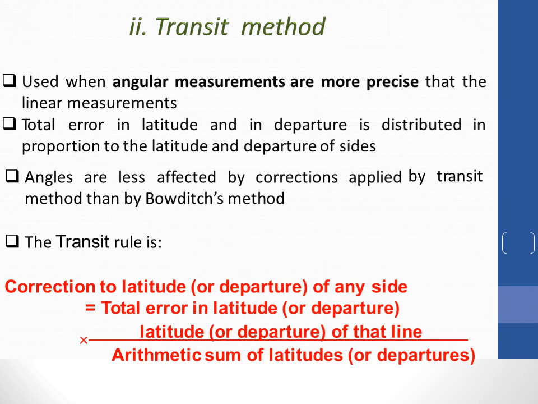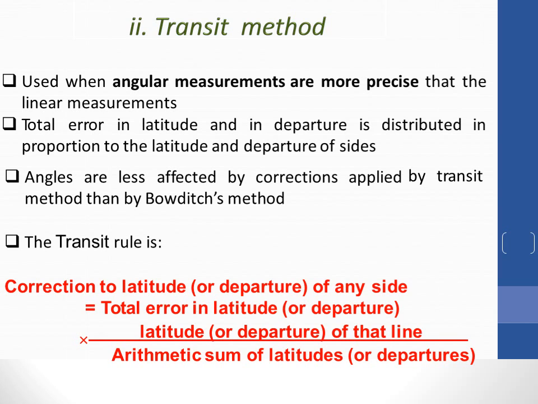And the second method is the transit method. Okay, this method is used when angular measurements are more precise. As I used to tell you, for many public exams this question is generally asked: which method is preferred if angular measurements are more precise? Which method is used for balancing the traverse? So the answer is the transit method.